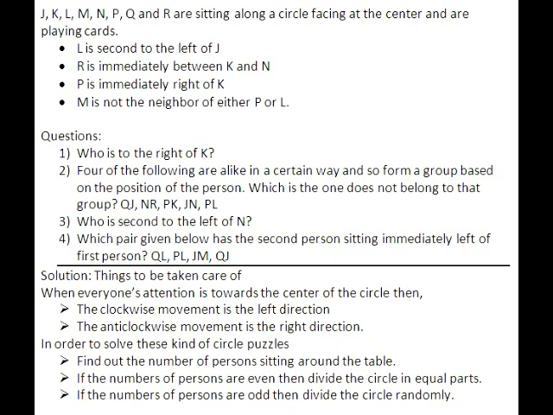So let's read out our question. The question says J, K, L, M, N, P, Q and R are sitting along a circle facing the center and playing cards. Based upon this, we have 4 different conditions. The first condition says L is second to the left of J. The second condition is R is immediately between K and N. The third condition says P is immediately right of K. And the fourth condition says M is not the neighbor of either P or L.